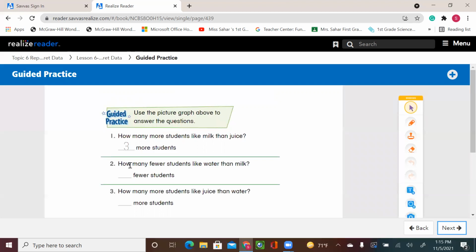Now, next question. How many fewer students like water than milk? If you go back to your picture in your book, you're going to see that 6 children chose milk and only 1 student chose water. That means 5 fewer kids chose water than milk. So let's write here 5.